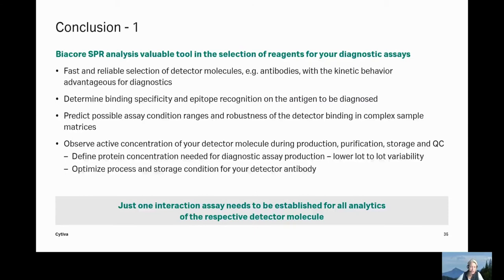Observing the active concentration of your detector molecule with a Biacore assay during production, purification, and storage allows you to define protein concentration needed for diagnostic assay production, resulting in lower lot-to-lot variability. So you can optimize process and storage conditions for your respective detector antibody. Generally, just one interaction assay needs to be established for all analytics on an individual detector molecule.